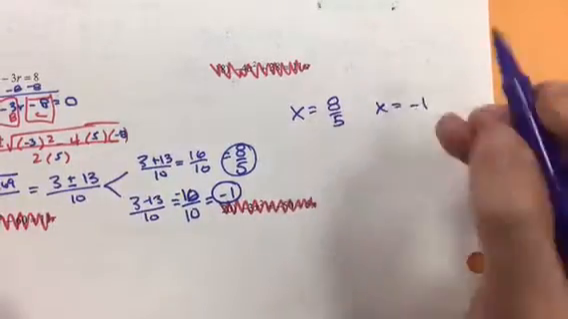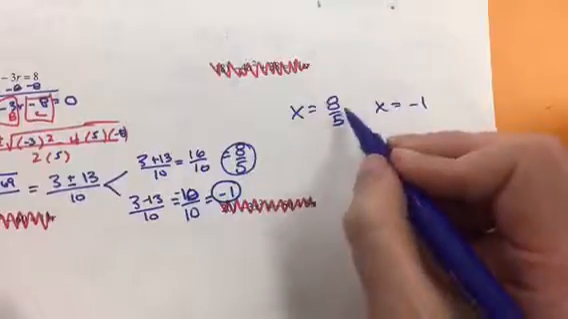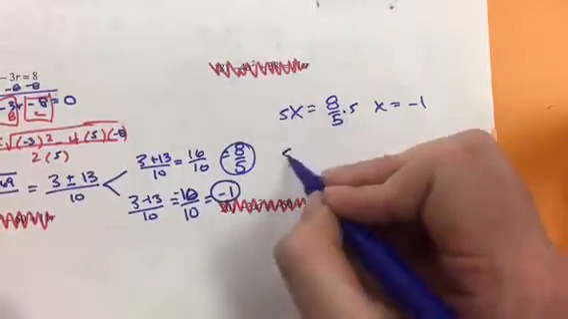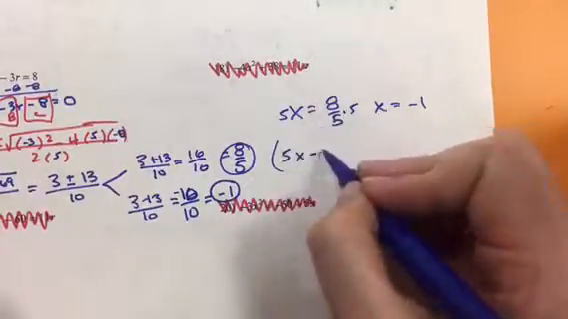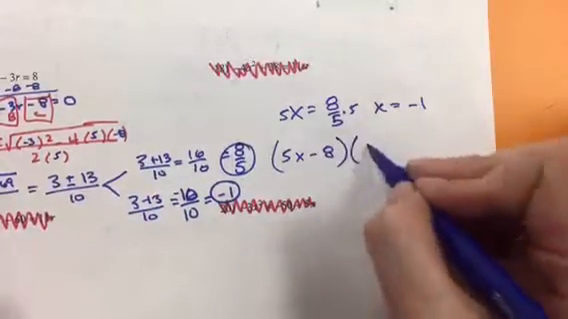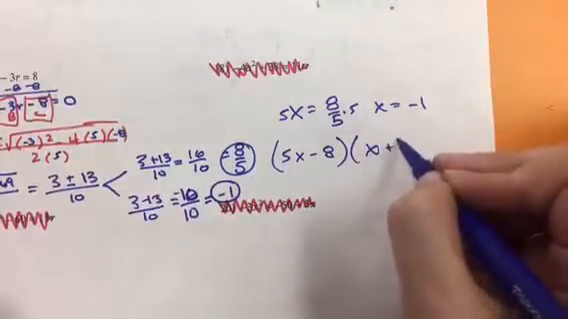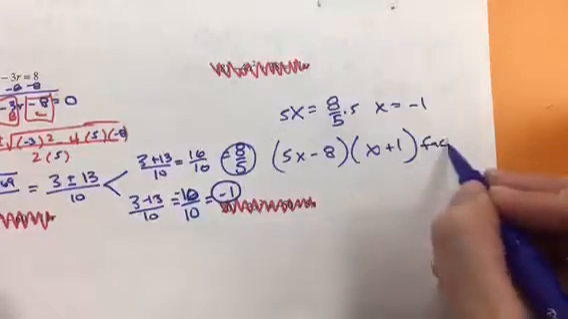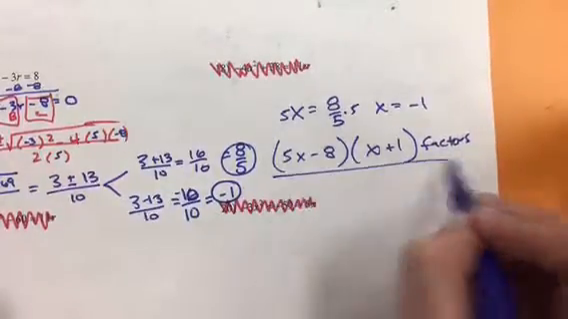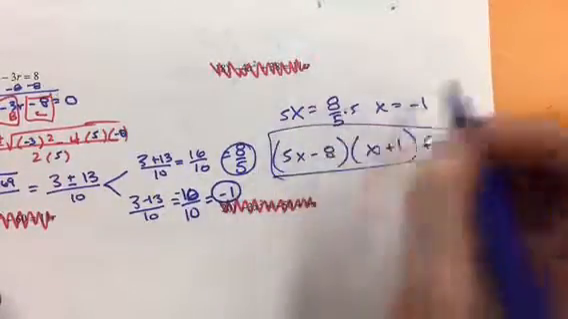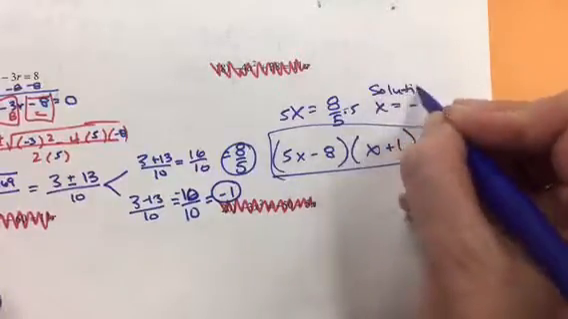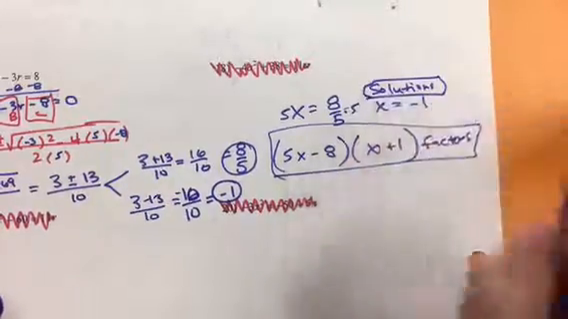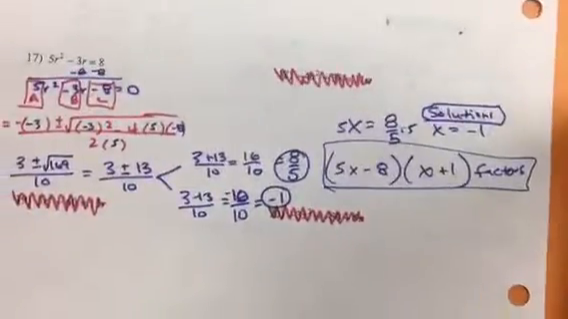x equals negative 1. Move them over, so I'll multiply x by 5. And to move the 8 over, I have to subtract it. Same thing here. Move that 1 over, I have to add it. There are our factors. And these would be called our solutions when it says x equals. That is how you factor a quadratic using the quadratic formula.